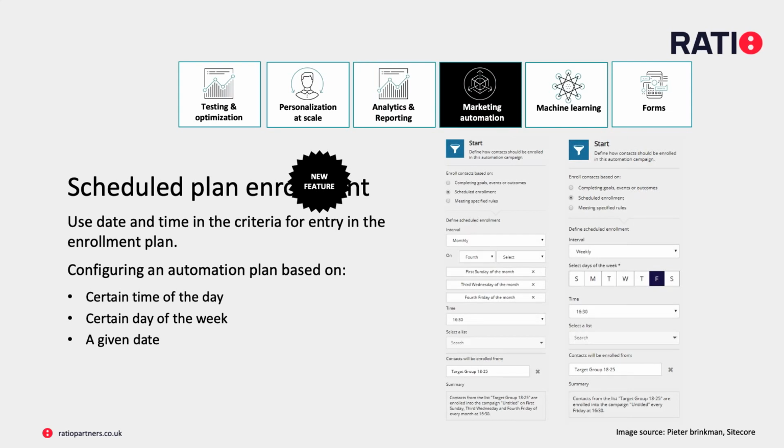Schedule, plan, enrollment in marketing automation. This one doesn't sound a biggie, as the automation platform itself was fully rebuilt for 9, so that was the big release. So this is just some new features. In this case, you now have the ability to use date and time in the criteria for enrolling people into your marketing automation plans.